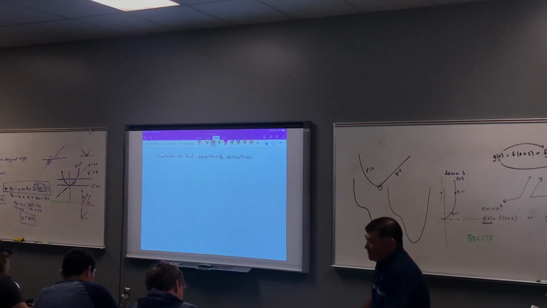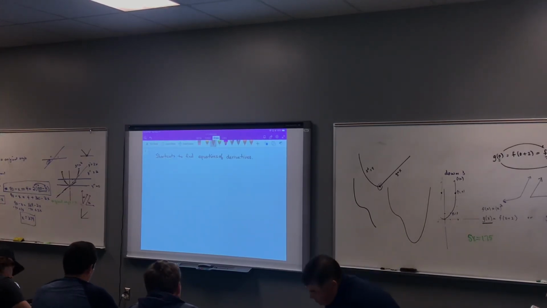I'm naturally going to start this with the graph. I'm going to start you with y equals 2. We can graph that, I think.